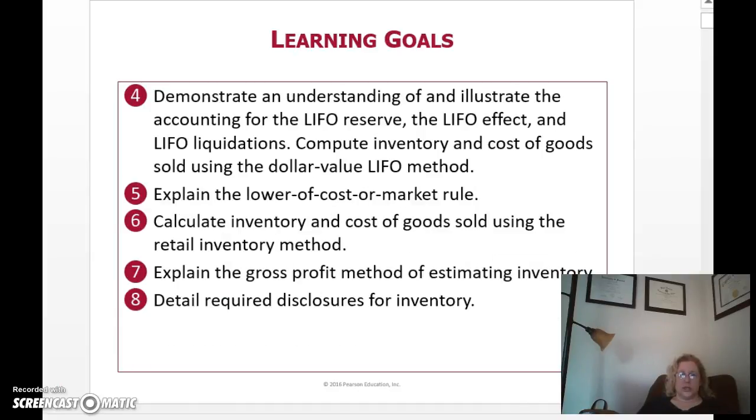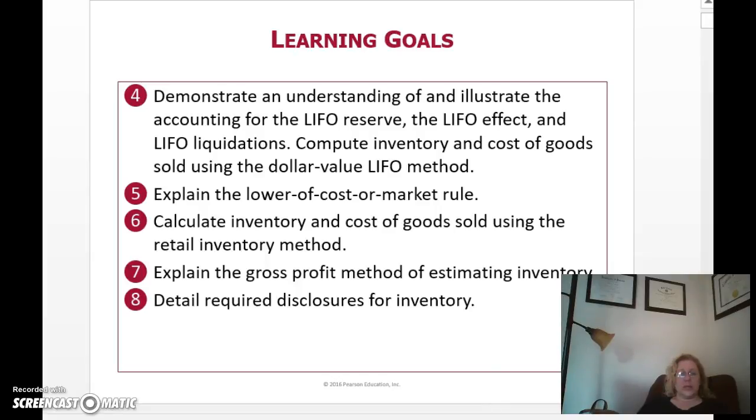Some complex issues are related to inventory valuation, and Learning Goal 4 focuses on these facets of LIFO. They include LIFO reserve, the LIFO effect, and LIFO liquidation. Learning Goal 5 focuses on the lower of cost or market concept, which directly reflects the concept of conservatism. The concept of conservatism plays a critical role in accounting because accountants are taught to focus more on underestimating or underreporting assets and revenue, and the reverse for liabilities and expenses.